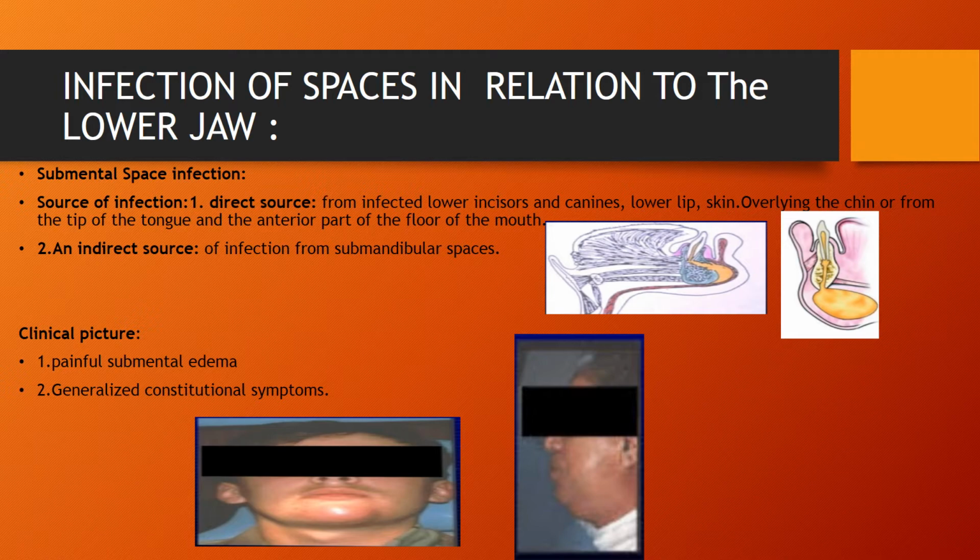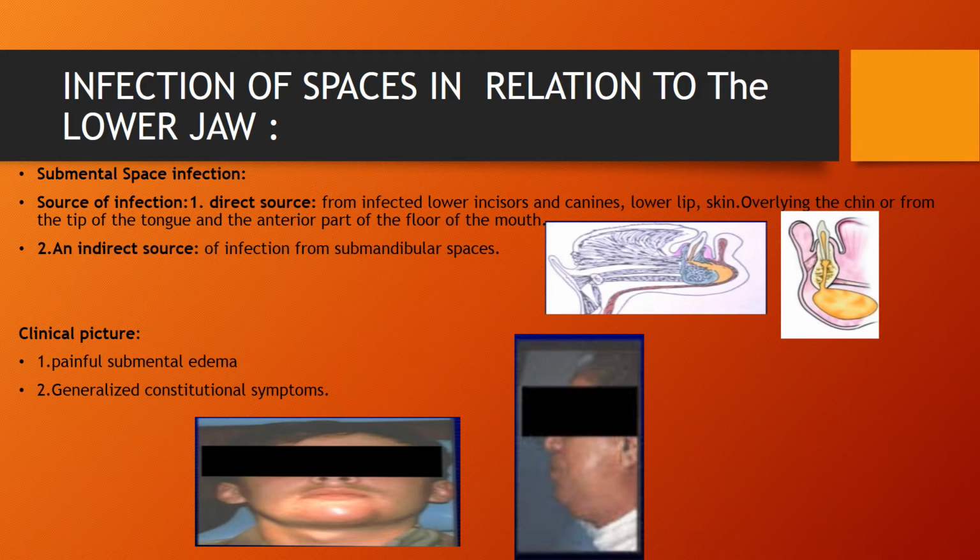Submental space infection. The source of infection is: 1. A direct source from infected lower incisors and canine, lower lip, and skin overlying the chin, or from the tip of the tongue and the anterior part of the floor of the mouth. 2. An indirect source of infection from submandibular spaces.